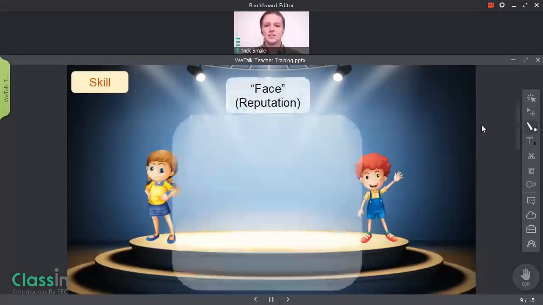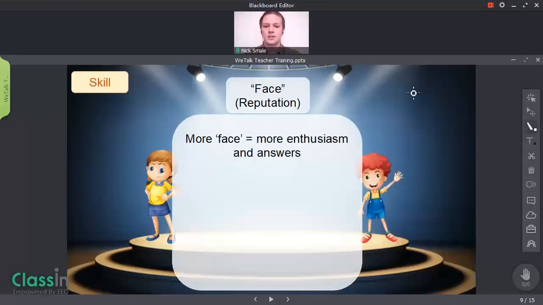This is an essential skill that we use for students within China. In China, they have something called face. We would call it your reputation or your pride. If you give them a better reputation, more pride, or more face, they'll give you more enthusiasm and answers. If you hurt them or shame them with your words, you will find that they will emotionally shut down and not talk to you anymore.